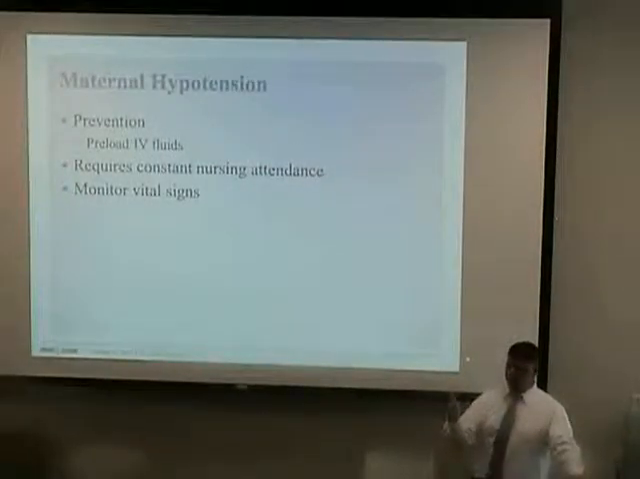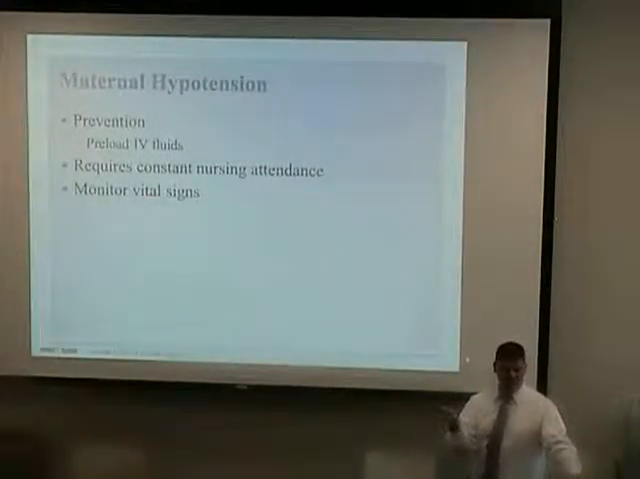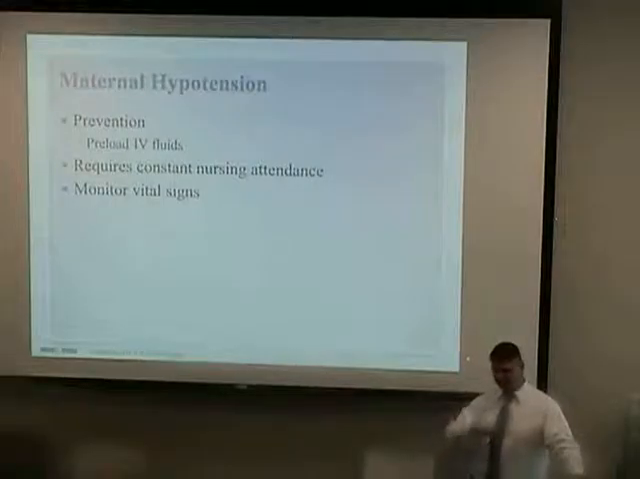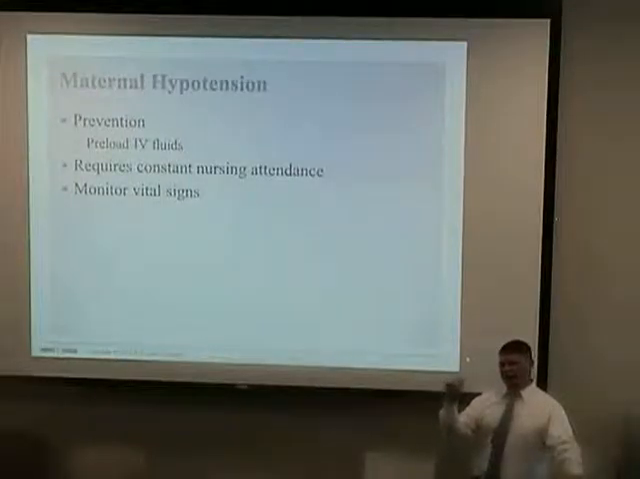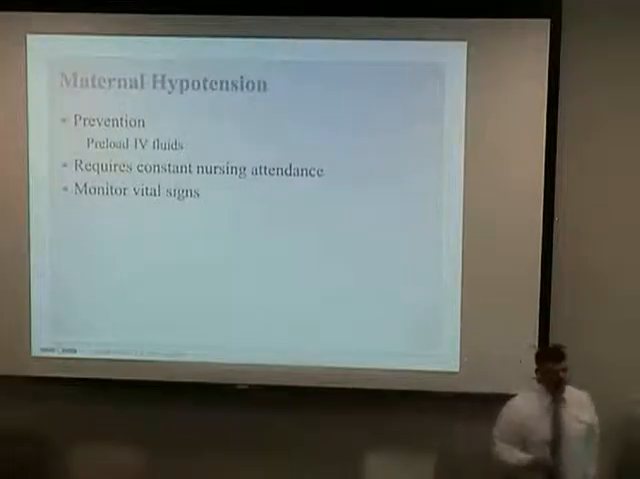And we've got to get that blood pressure back up as fast as we can because the baby can't tolerate it. So we roll mom back and forth. We give mom some fluid. We recheck her blood pressure. And if we can't get it to come back up in a minute or so, we'll give her a shot of ephedrine, which is going to raise her blood pressure back up again.